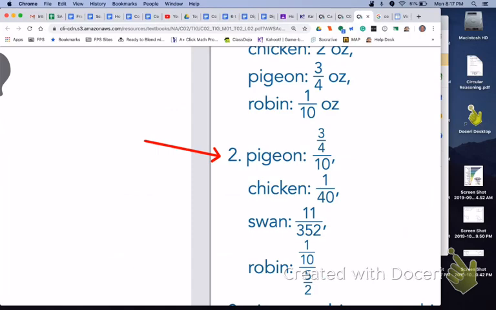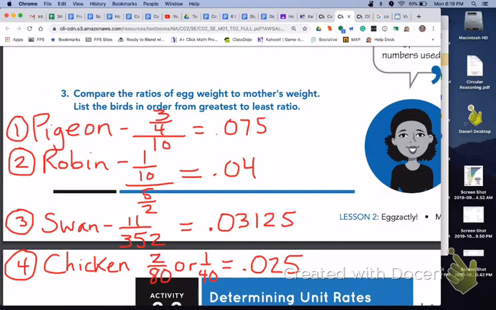For number 2, here are the ratios of egg weight to mother's weight for each bird. The pigeon is 3/4 to 10, the chicken 1 to 40, the swan 11 to 352, and the robin 1/10 to 5/2. For number 3, one way to compare ratios is to convert your ratios into decimals. When I converted my ratios into decimals, this is the list of birds in order from greatest to least: pigeon, robin, swan, and chicken.